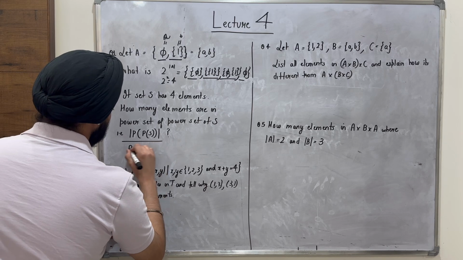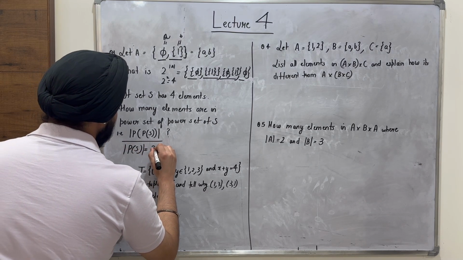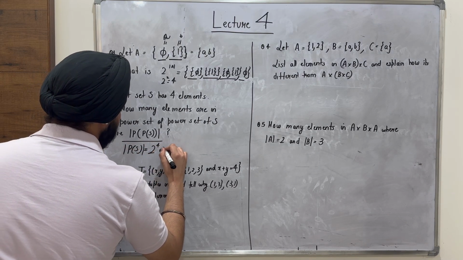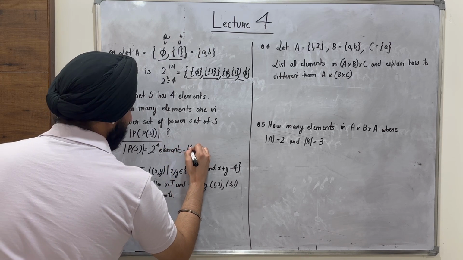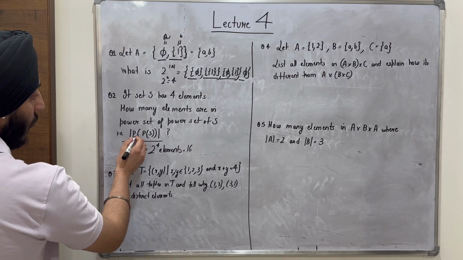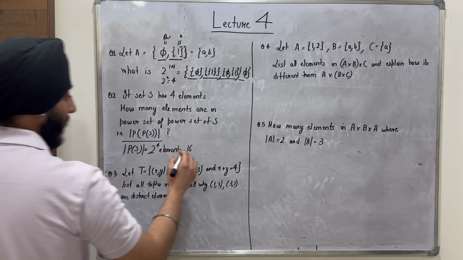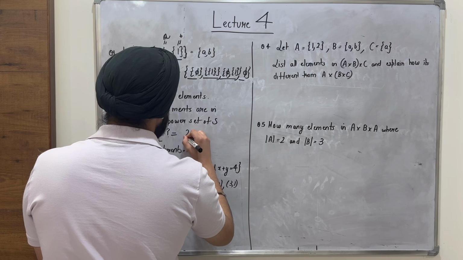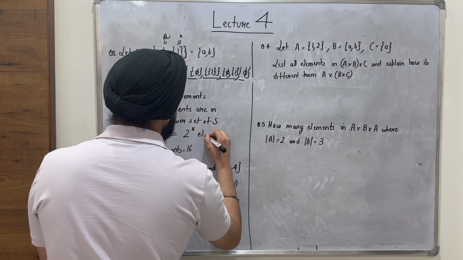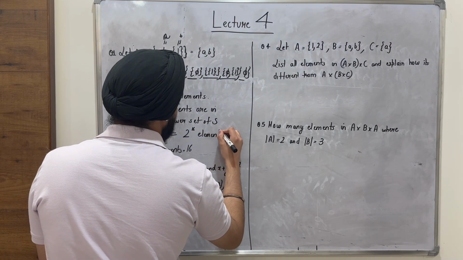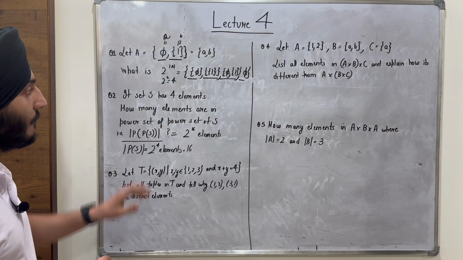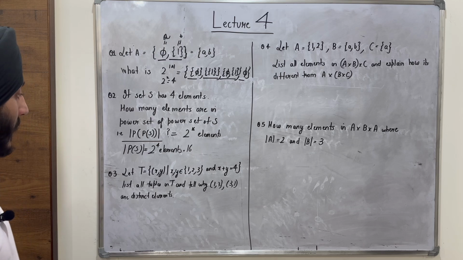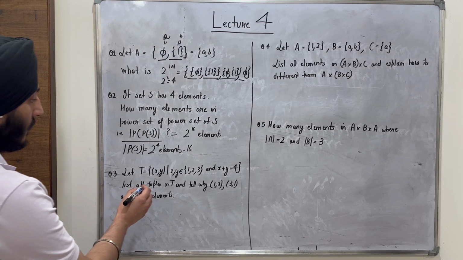is going to have 2 to the power of 4 elements, right? Which is equal to 16. The power set of the power set of S is going to have 2 to the power of 16 elements. I hope you were able to solve this question, right? So this is a pretty easy question once again. Now let's move on to question number 3.